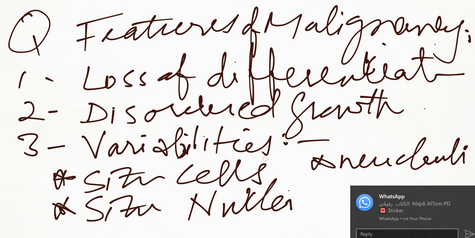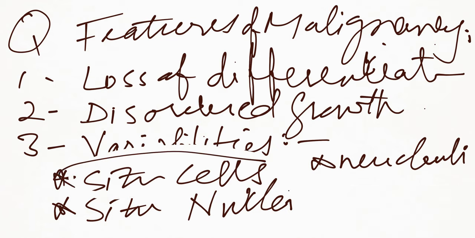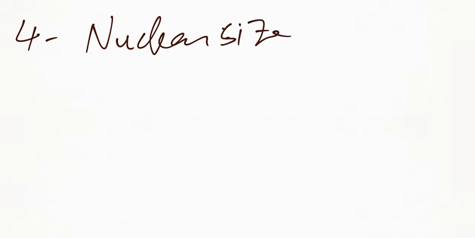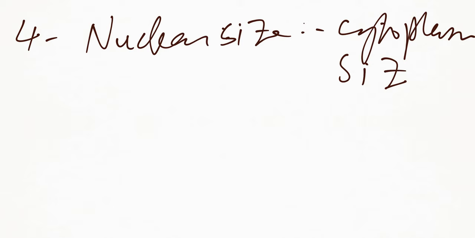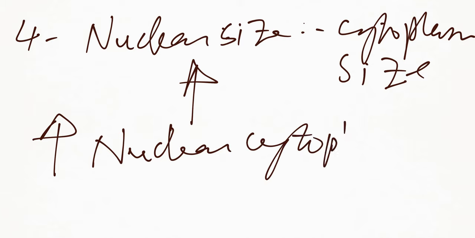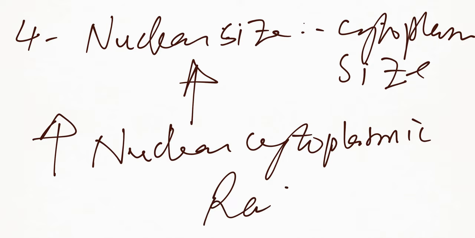Okay, so about cell and nuclear size, there is another important point that you want to know: the nuclear size to cytoplasmic size will be high in cancerous or malignant cells. So it is called a high nuclear cytoplasmic ratio. Okay, and this is also one of the characteristics of malignant cells.